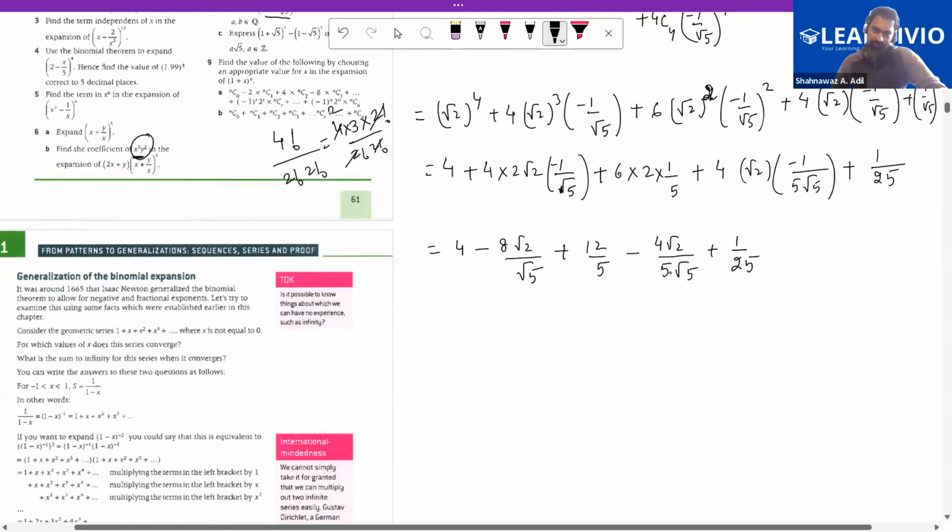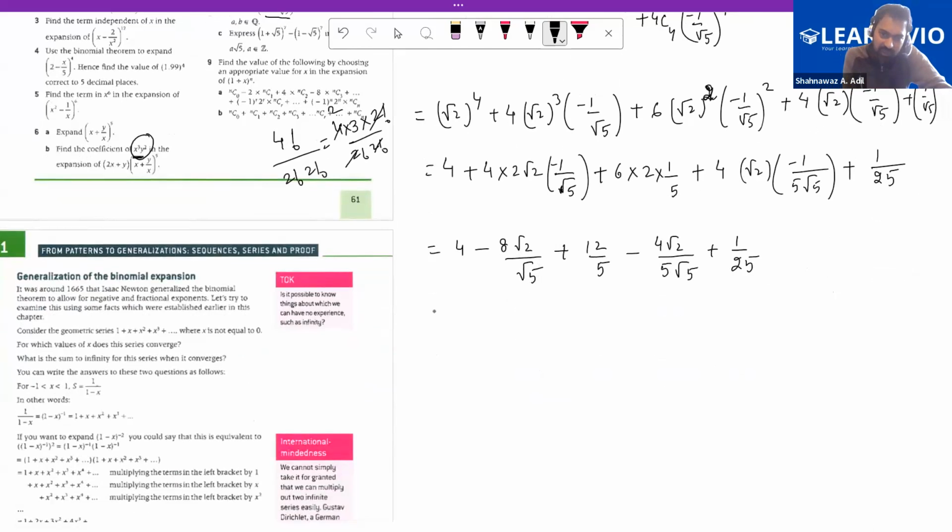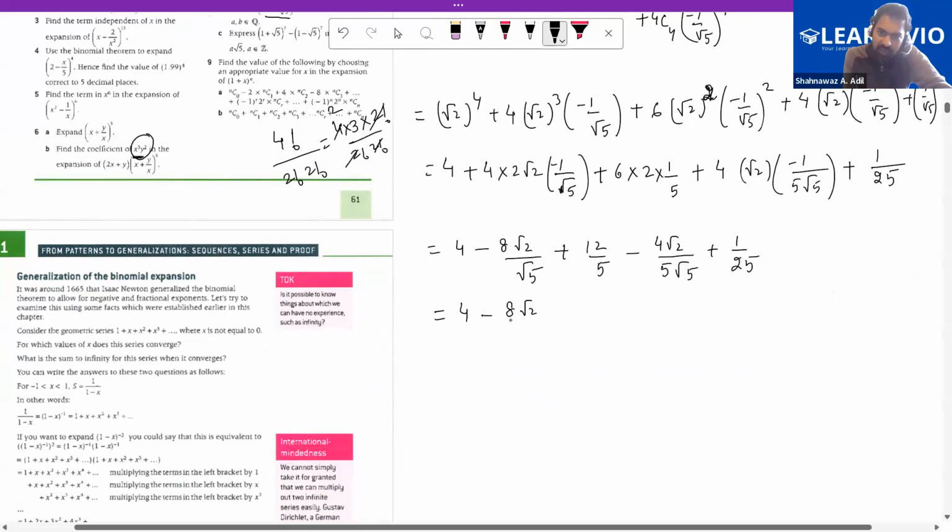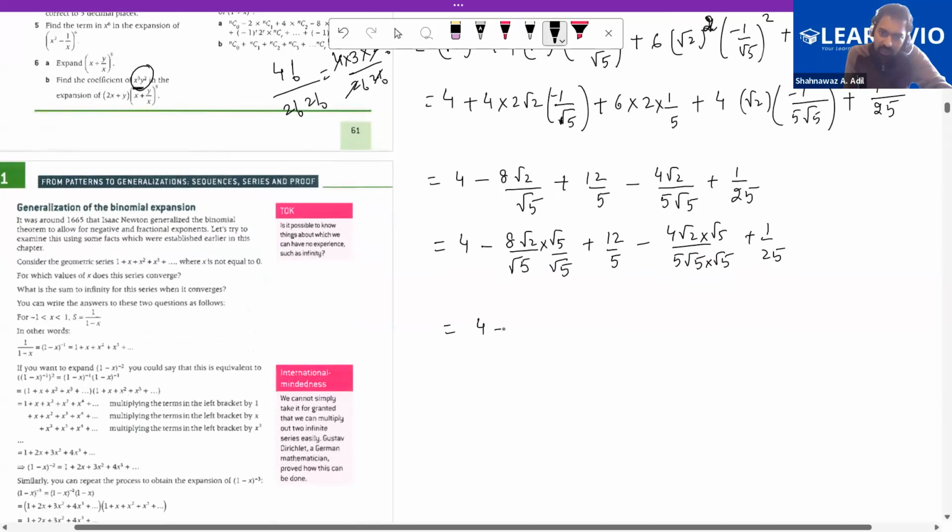So what do we need to do? Yeah, the root is in the denominator, so we rationalize it. And how do we rationalize it? We multiply by the same quantity in both the numerator and the denominator. So this is 12 by 5. Same thing in here. Right, so root 5 and root 5, and then this is 1 by 25, right? So this thing is 4 minus 8 by 5 root 10, right? And then 12 by 5, and then this is again root 10, and this is 25, and 1 by 25.